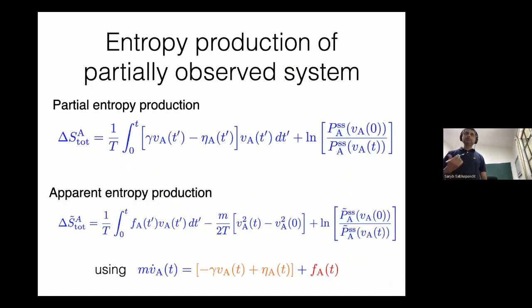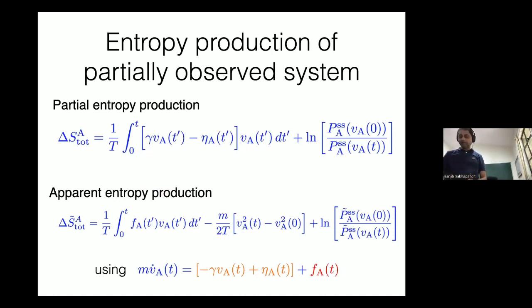Now we can define entropy production for this partial system, which is A, and you can define at least two ways of this partial entropy production. In the first way, we know that system B exists, but we don't consider system B while writing down the entropy production. So for the system part, we just use the marginal for system A. On the other hand, there can be a situation where you are not aware that there is another system coupled to your system. This is what we call the apparent entropy production.